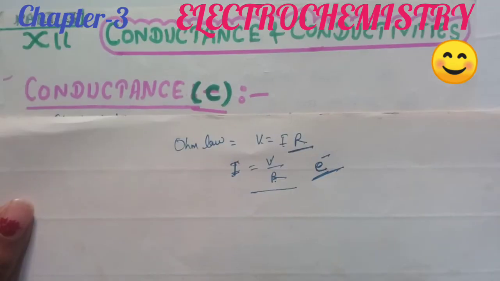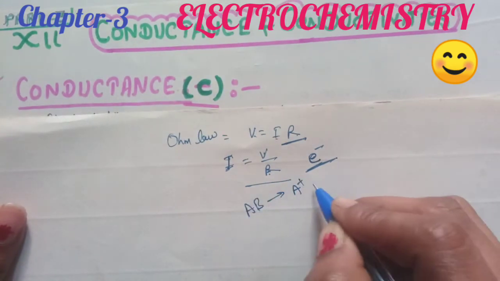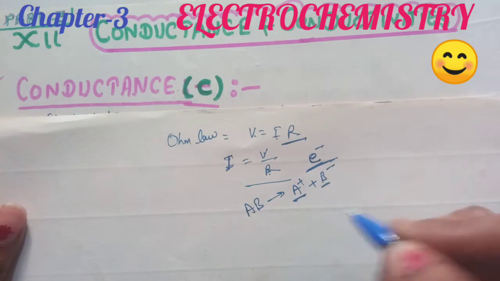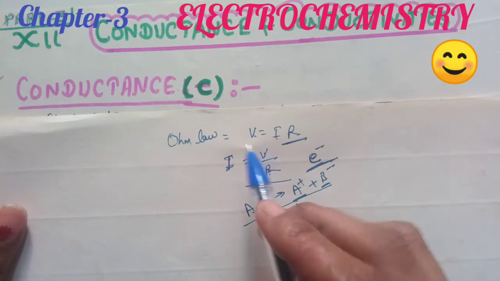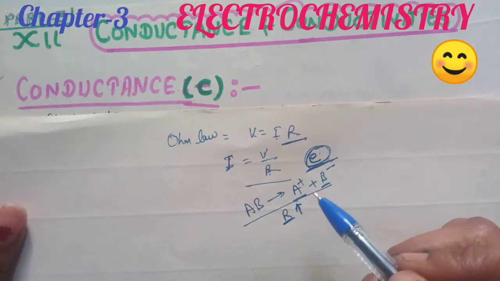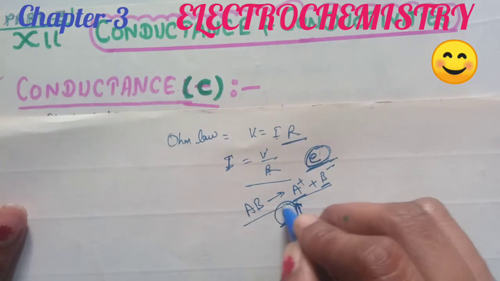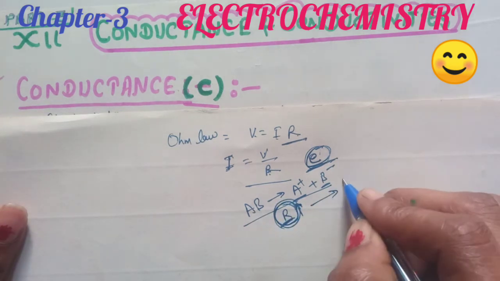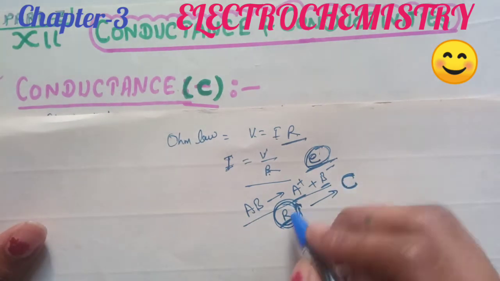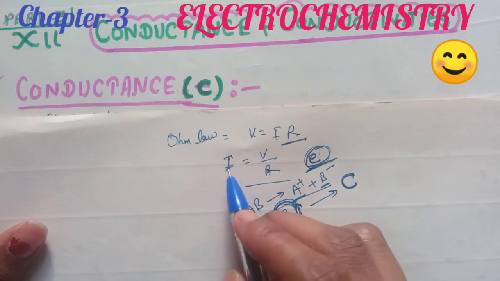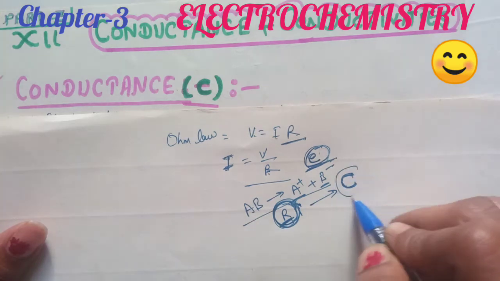But in electrolytes, meaning the chemicals which can dissociate into cations and anions, resistance is very high in comparison to metal conductors. So we do not measure the resistance of the electrolyte, but we measure its conductance. As we know, the more the resistance, the less the electricity, so more resistance means less conductance.